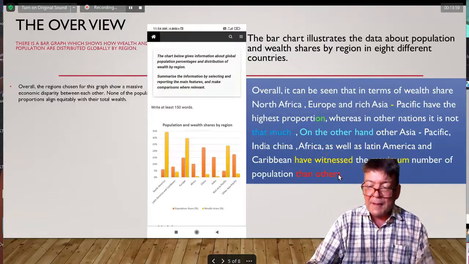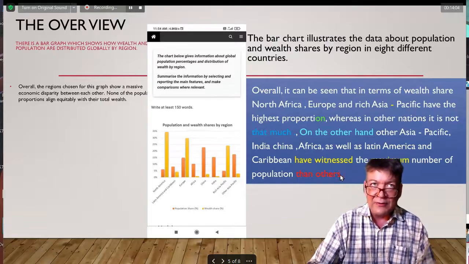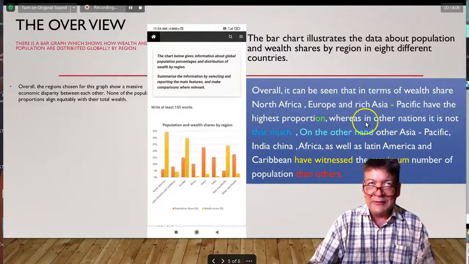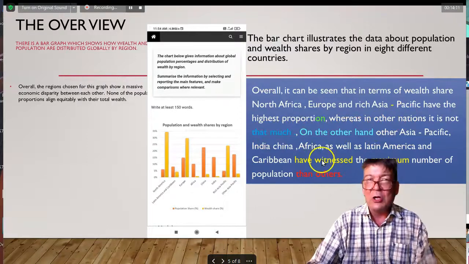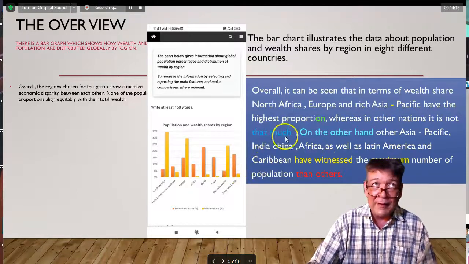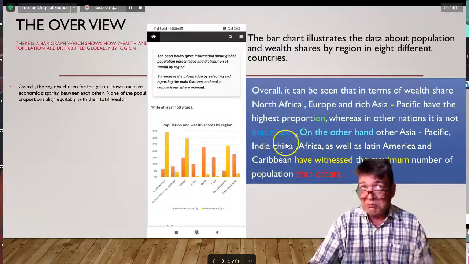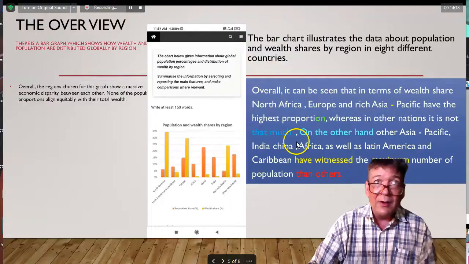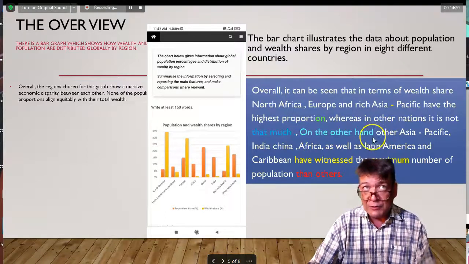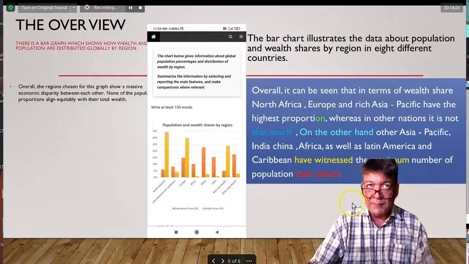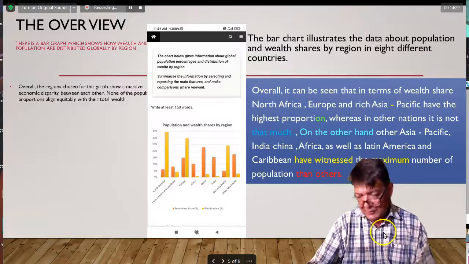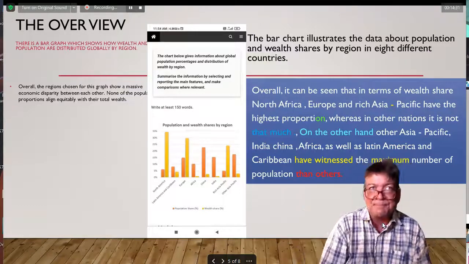Well, first of all, if one group has the highest, the other group does not. So you don't have to say, and also it is not that much. Highly colloquial, highly informal. And then we don't have a period, we have a comma. Should have a period. On the other hand, you don't have a comma here. You should. Don't use on the other hand in task 1. On the other hand is for ideas, for concepts, not numbers.